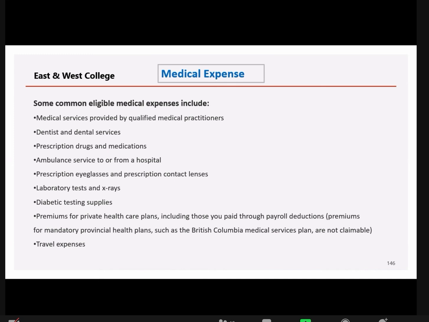When that number is bigger, like they give you 1,500, so 3% of your net income is 1,500. You make sure your medical expenses are more than 1,500. Then you're able to claim. Otherwise, you are not able to claim. Less than 1,500, you are not able to claim.